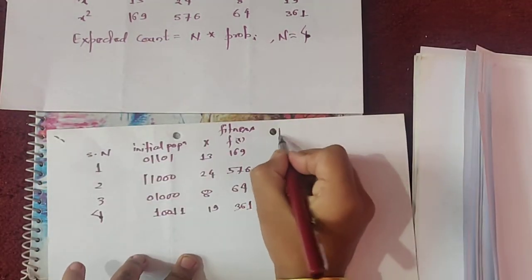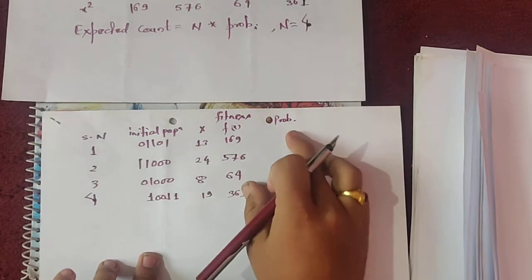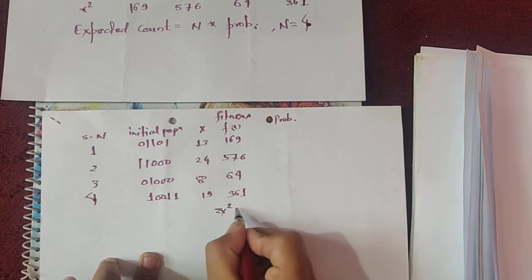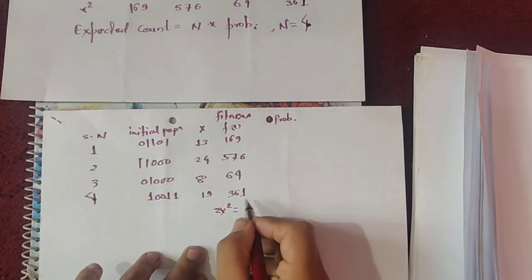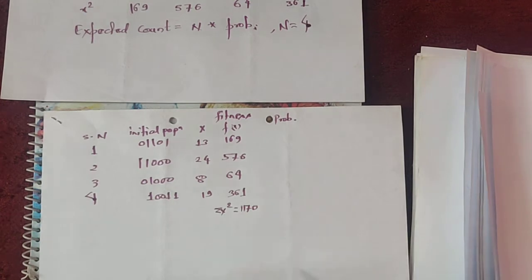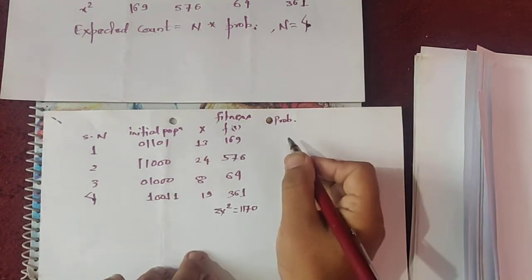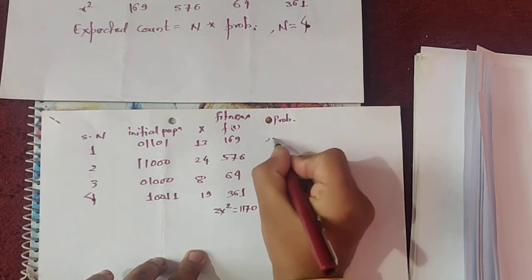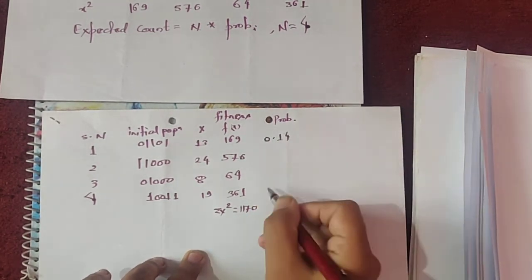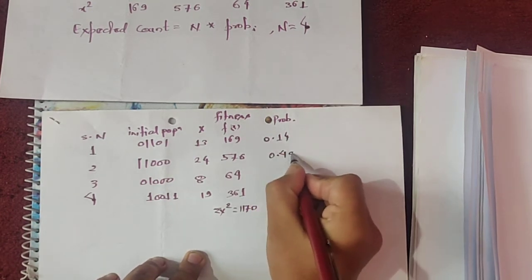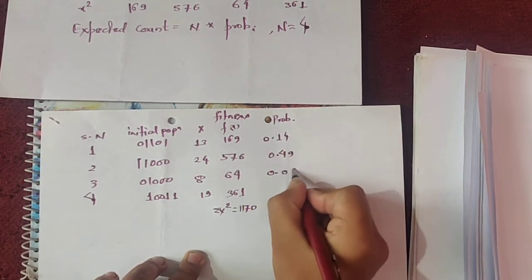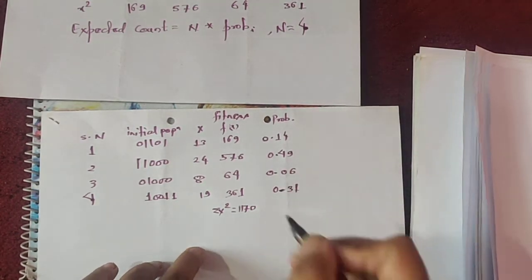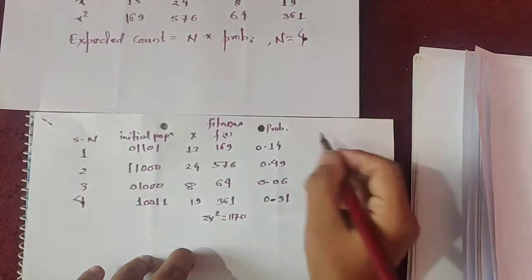Now the probability. Before calculating the probability, we calculate the summation of x squared, that is the total sum, which is 1170. So calculating the probability, 169 by 1170 is 0.14. Similarly, 0.49, 0.06, 0.31.